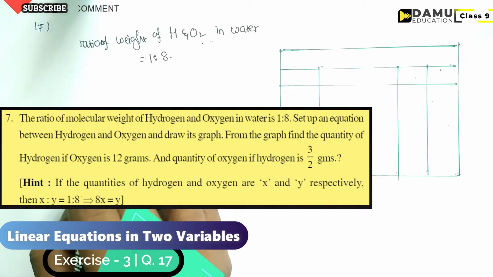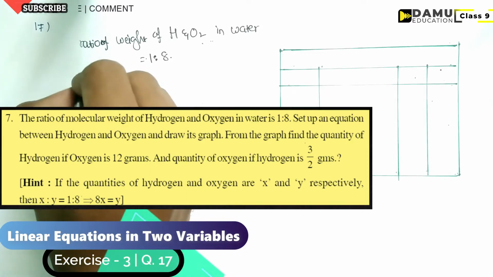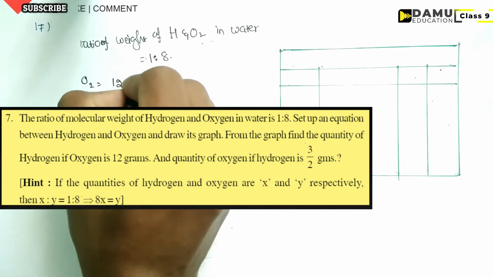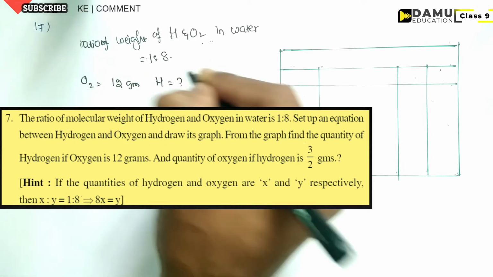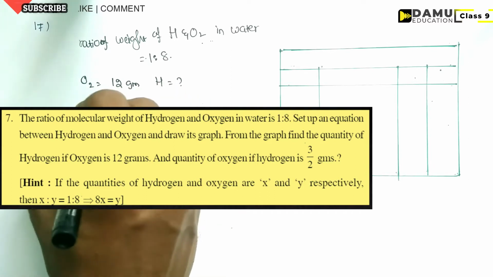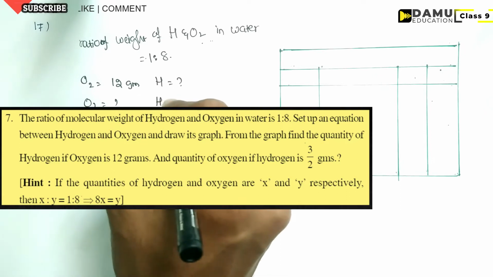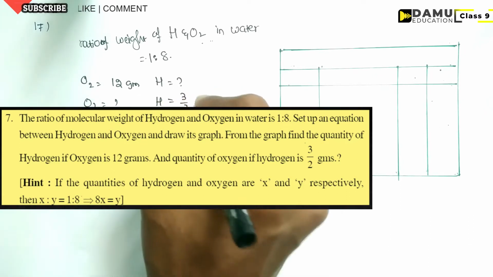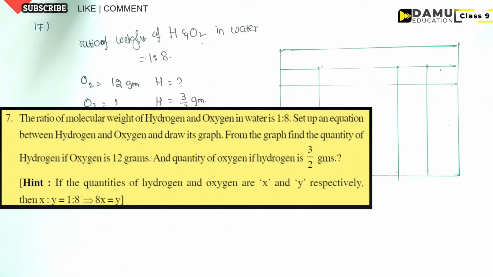Set up an equation between hydrogen and oxygen and draw its graph. From the graph, find the quantity of hydrogen if oxygen is 12 grams. So if oxygen is 12 grams, then what is the hydrogen we have to find? And the quantity of oxygen if the hydrogen is 3/2 grams. So 3/2 is nothing but 1.5 grams.